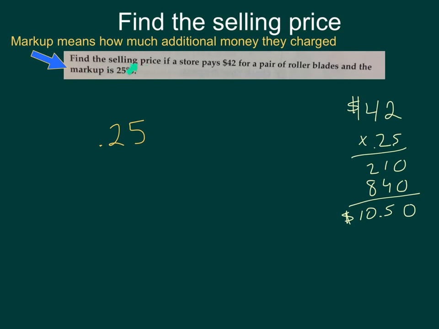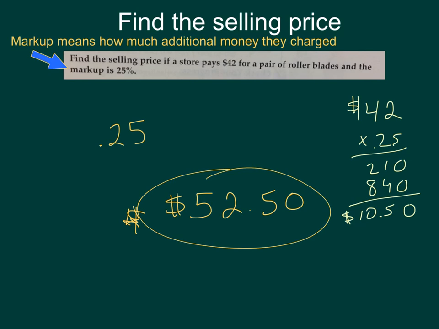Now, they're asking me what's the selling price. So I'm going to need to add this $10.50 to this $42. So I can do that mentally. So I know that $42 plus $10.50 is going to give me $52.50. And so that would be my answer.